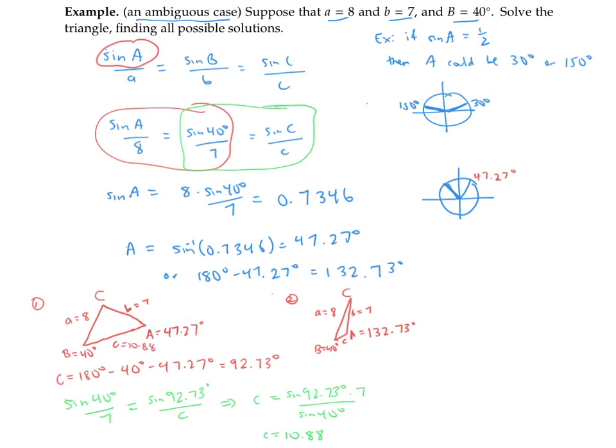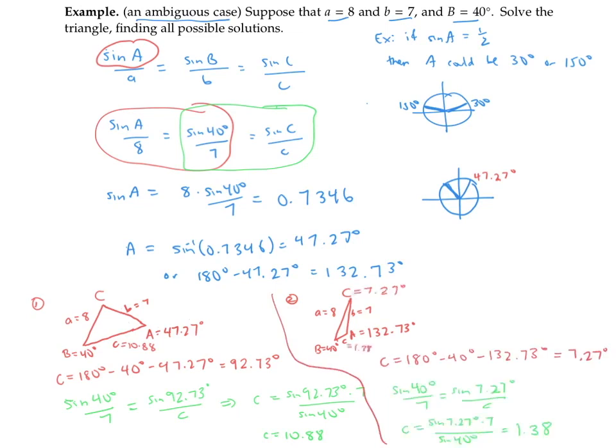For the right-hand triangle, we can carry out the same steps to get angle C, and now plug into the law of sines to get side length C. We've finished solving for the two possible triangles with these given side lengths and angle.